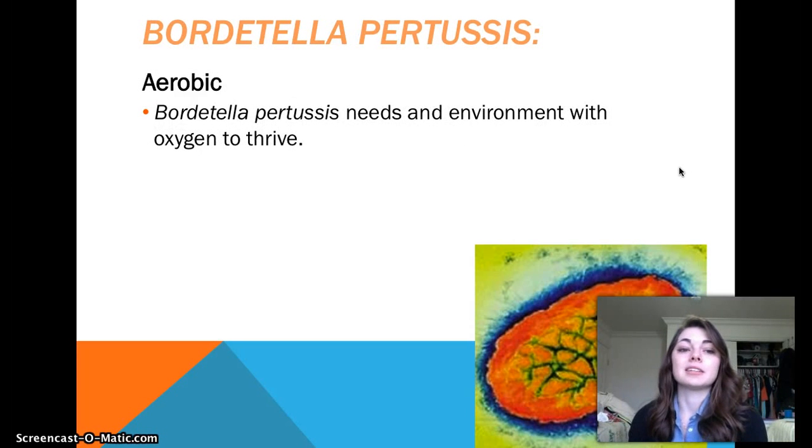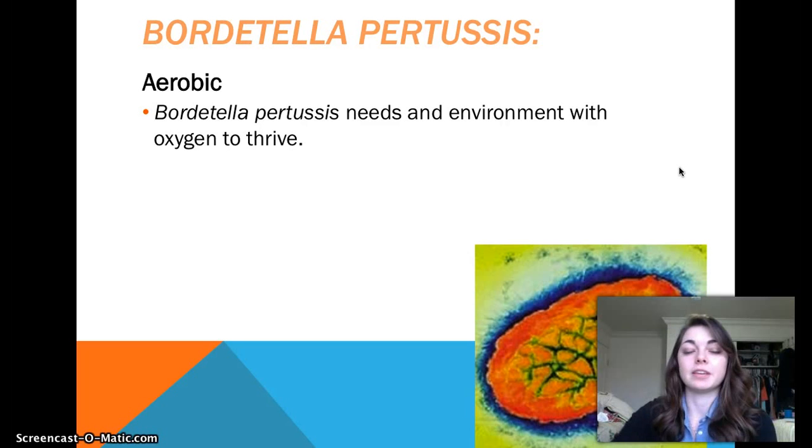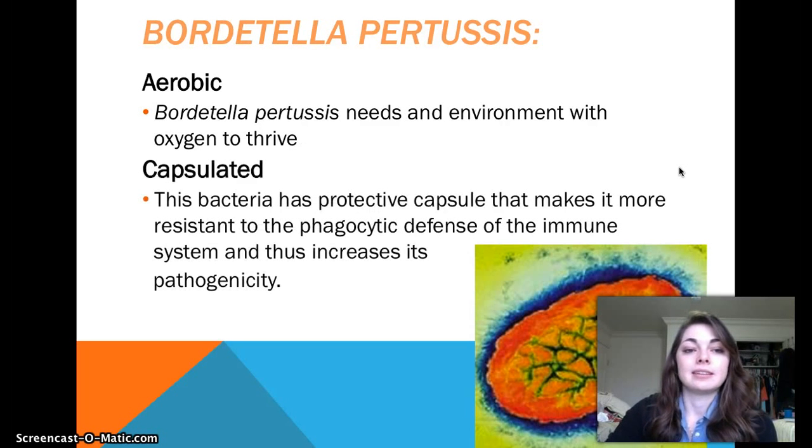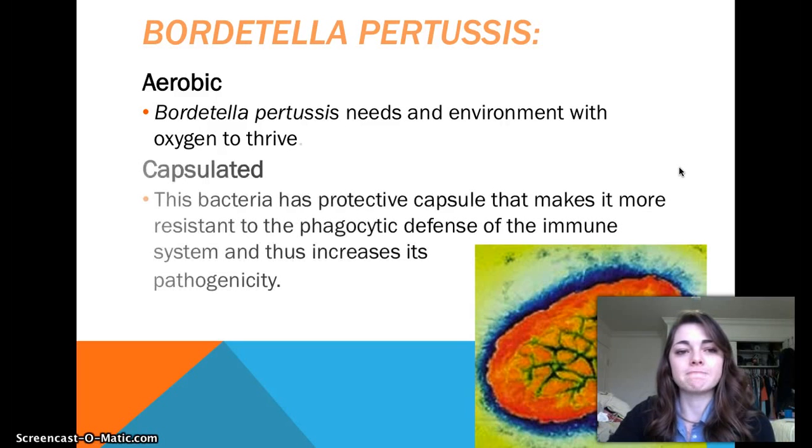Bordetella pertussis is an aerobic bacterium. It survives best when there is oxygen in the environment. And with the aerobic, where the bacterium starts growing is in your respiratory tract, in the cilia and that lining. And so it's obviously a very aerobic environment, and that's why it thrives so well there.